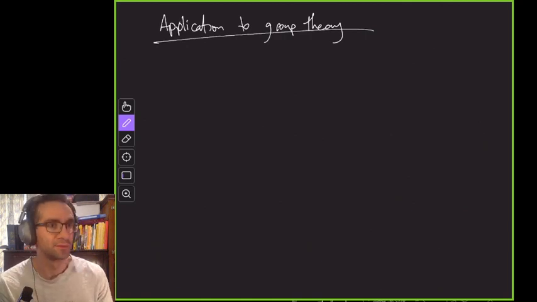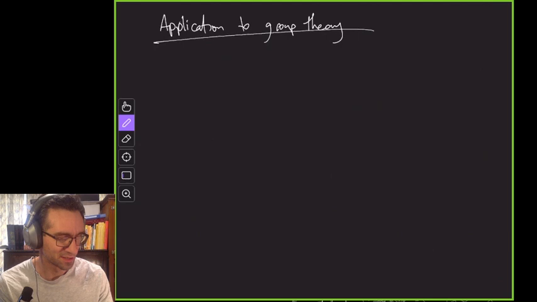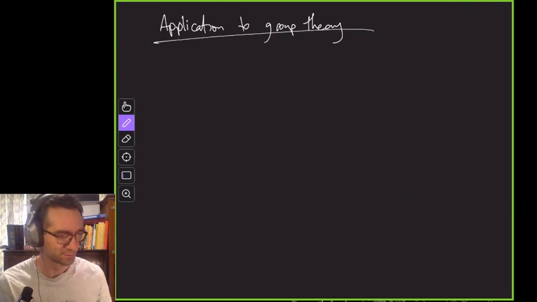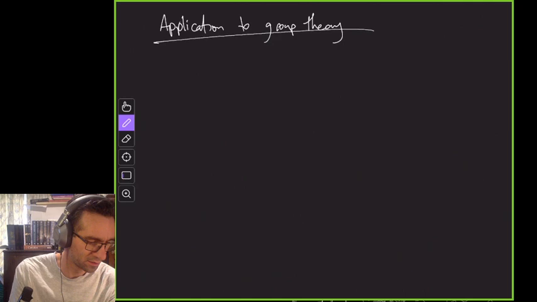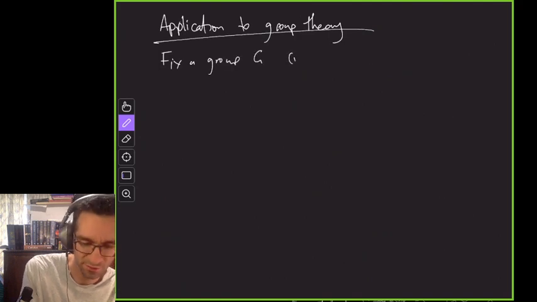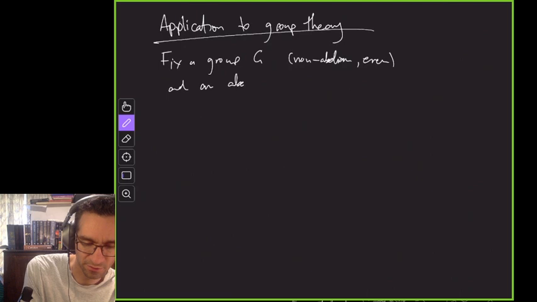Yeah, so CW complexes are like glomming together balls, but the pushouts are less rigid. They could be more general. Okay, so we're going to fix a group G, it could be non-abelian, and an abelian group.